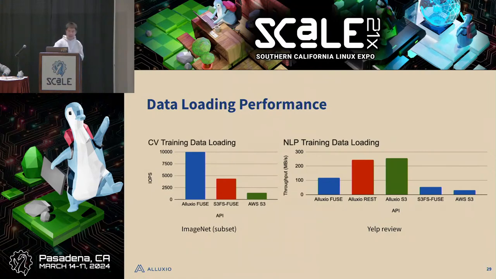For the right side, we did some comparison of different types of APIs and different types of data loading for a natural language processing dataset. We used the Yelp review dataset here. What we have observed is that the Alluxio RESTful API and the Alluxio S3 API provide better performance than the others.